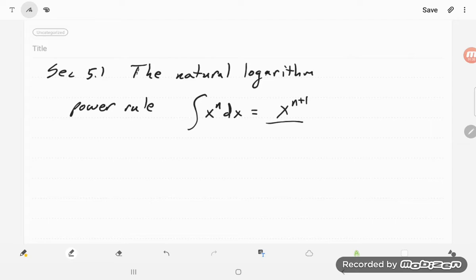Oh, I've got a little button on my stylus that makes it into an eraser. Who knew?